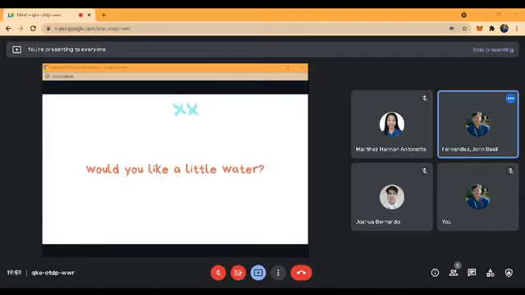Let's proceed to the next sentence. Will someone please read this sentence? Yes, Joshua? Would you like a little water? Okay, so what determiner is used in this sentence? A little. Thank you, Joshua. The determiner a little is accompanied by uncountable singular noun, which is water. Again, take note of this. A little is accompanied by uncountable singular noun, or water.